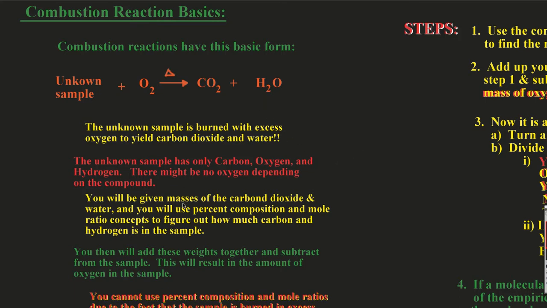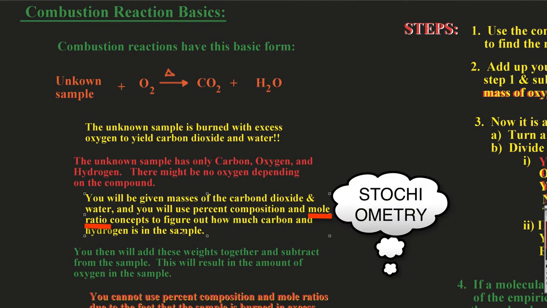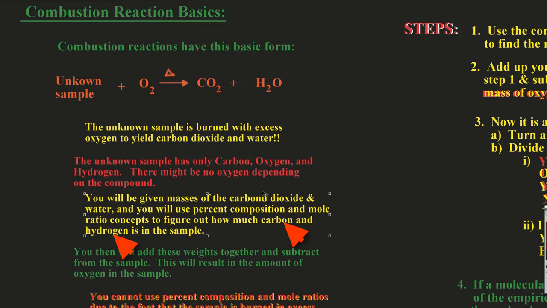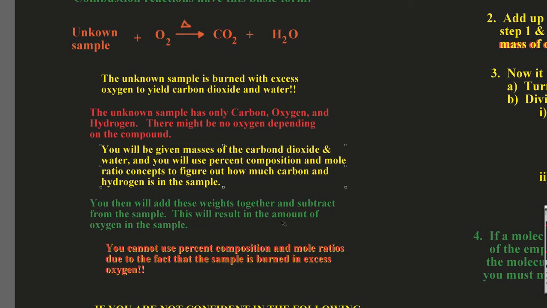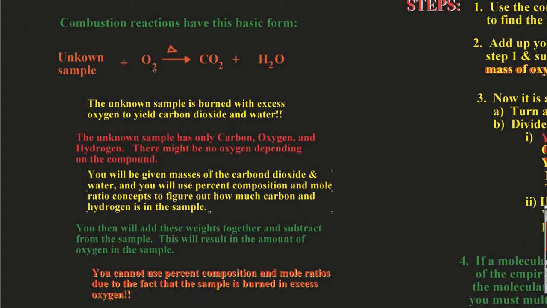So once we get the masses of the carbon dioxide and the water, we will use the concepts of percent composition, mole ratios, and stoichiometry to figure out how much carbon and hydrogen is present in the sample. Once you know the amount of hydrogen present, you will add these together, subtract from the sample, and this will tell us how much oxygen we have. Can't use percent composition mole ratios here to calculate oxygen. So if you look here, there's excess oxygen plus the sample. So that's why we can't use mole ratios like we did for carbon and hydrogen.